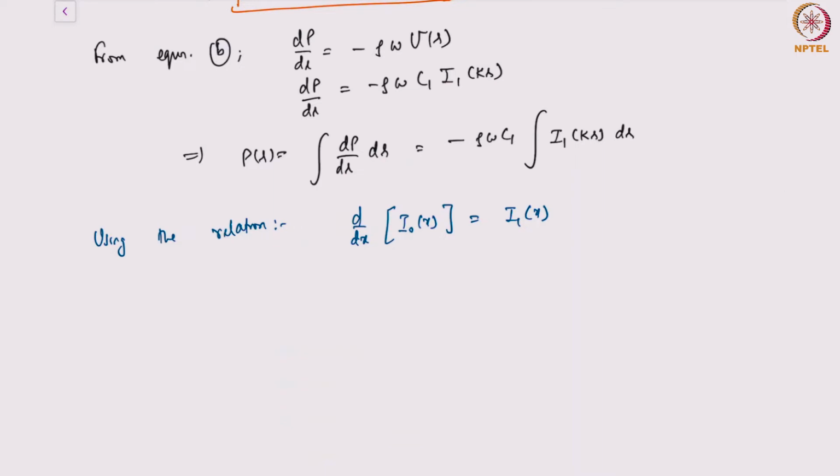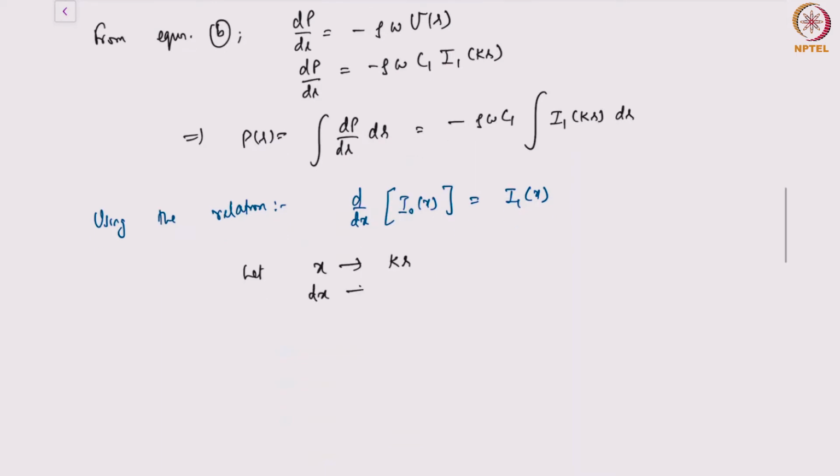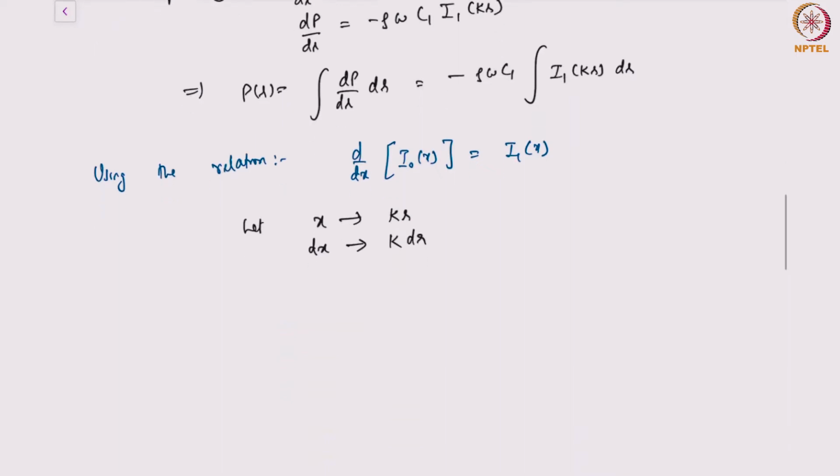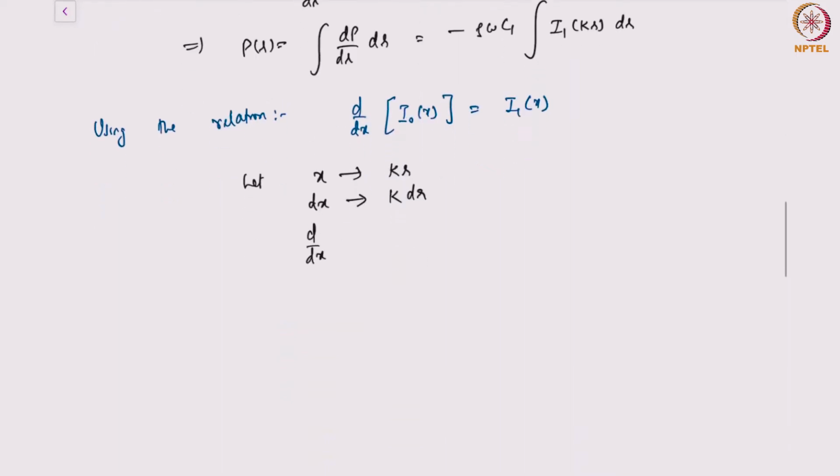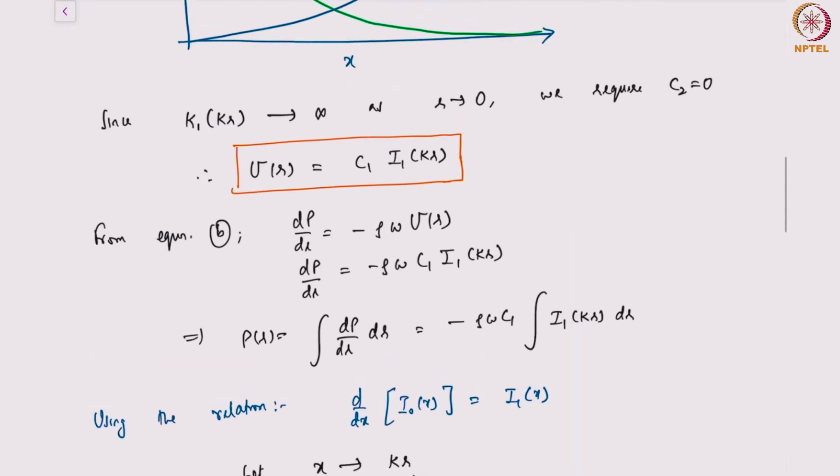So I'll go back to black ink again. Let x become KR. Therefore, dx becomes K times dr, and d by dx becomes 1 by K d by dr. And therefore, now I have P of R simply becomes minus rho omega C1, I1 just becomes 1 by K of I0 of KR. So I've actually got P of R as well.